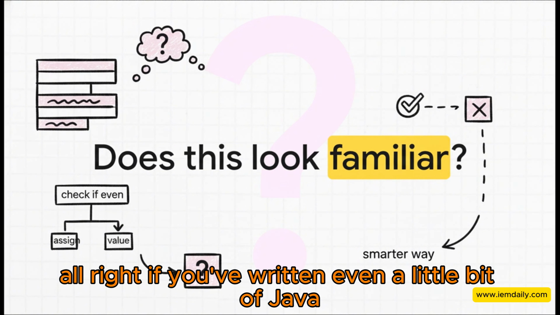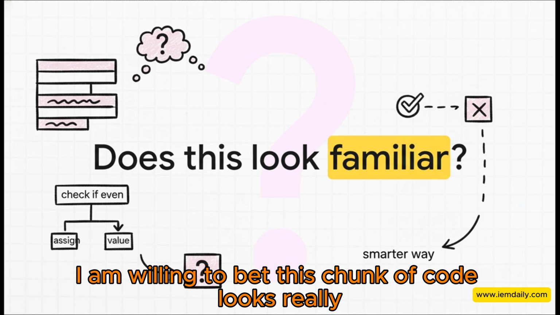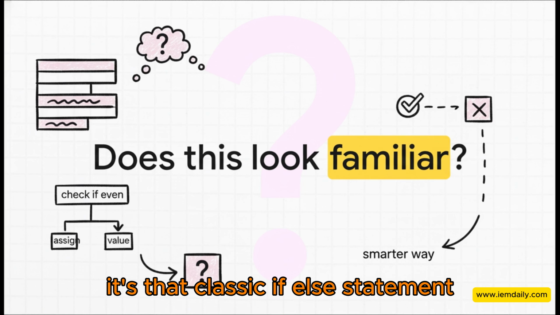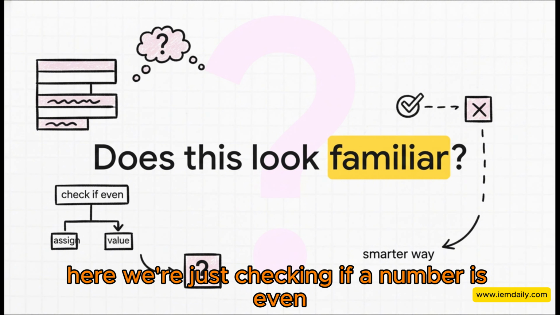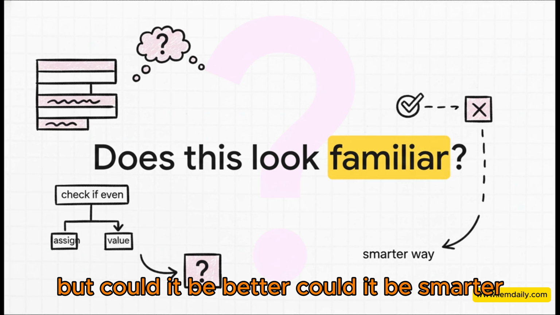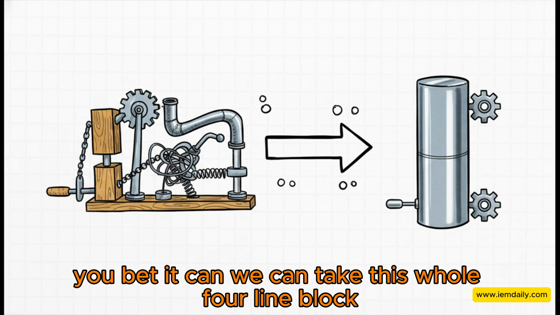All right, if you've written even a little bit of Java, I am willing to bet this chunk of code looks really, really familiar, right? It's that classic if-else statement. Here, we're just checking if a number is even and then assigning a value based on the answer. It's fine, it works, but could it be better? Could it be smarter? You bet it can.